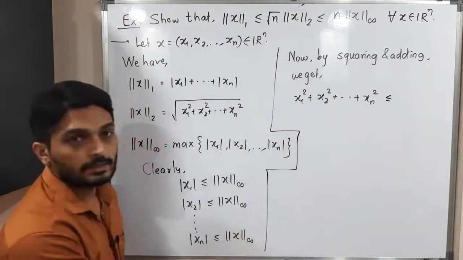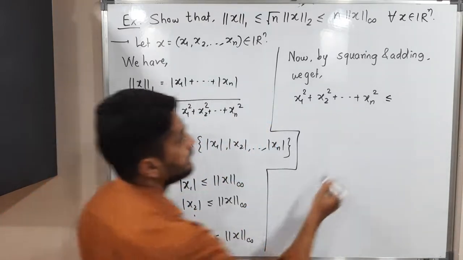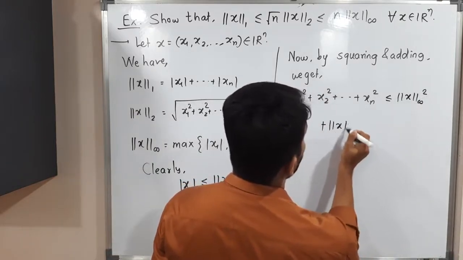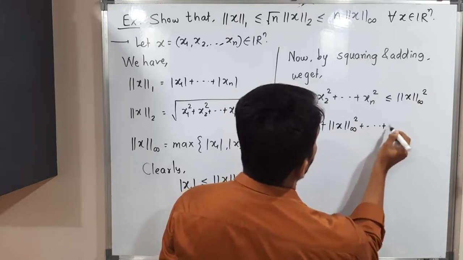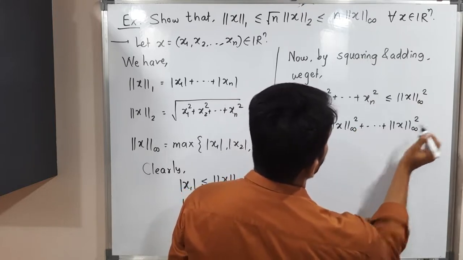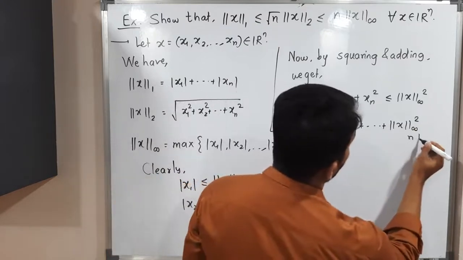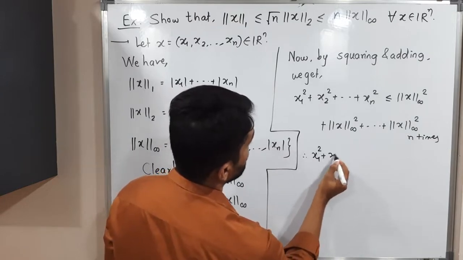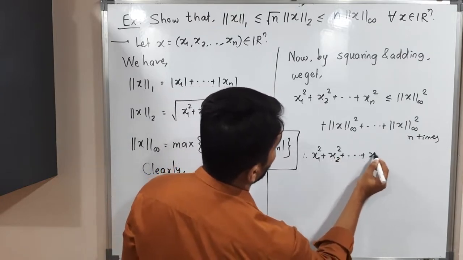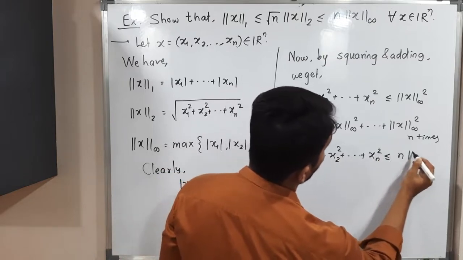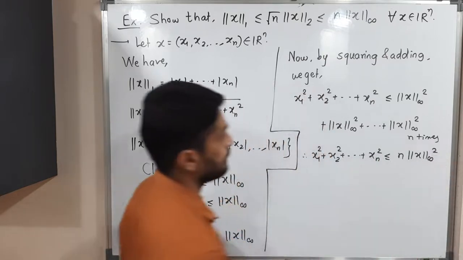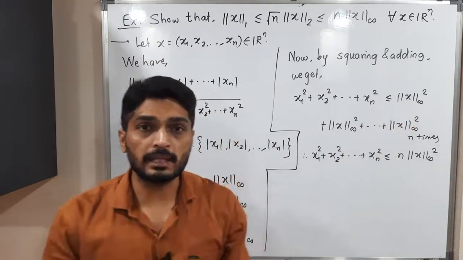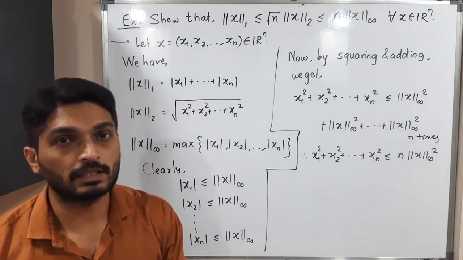the right hand side. We are taking squares of all and adding, that means norm x infinity square plus norm x infinity square plus and so on norm x infinity square. It appears n number of times, right? So x1 square plus x2 square plus and so on xn square is less than or equal to n times norm x infinity square, since we are adding the same term n number of times.